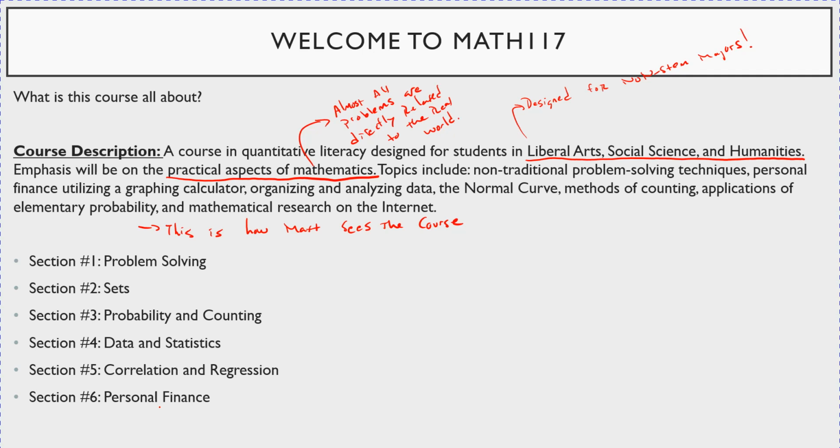And then we're going to get into data and statistics. So, analyzing data, and then we're going to learn some basic foundations of statistics. We're going to talk about something called correlation and regression, which is a really fun section. And then the last thing we're going to end on is personal finance. For these sections, data and statistics, correlation and regression, we're going to use a TI graphing calculator. I'm also going to show you how to use a little bit of Excel.